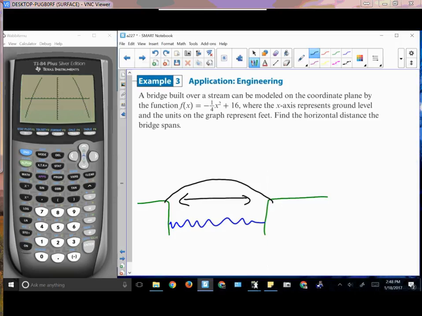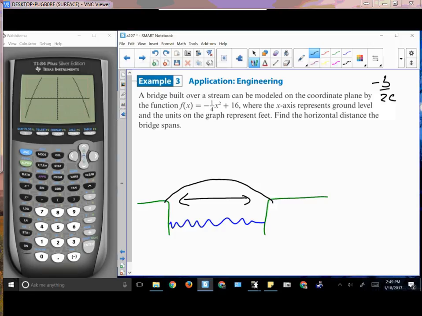I could do the negative b over 2a bit. But what's b in this case? If I wanted to find out, this is negative b over 2a. What would b be equal to? Do you see an x there? I see an x squared, I see a 16, but I see no x. It's 0. It makes sense because it goes right up the middle.